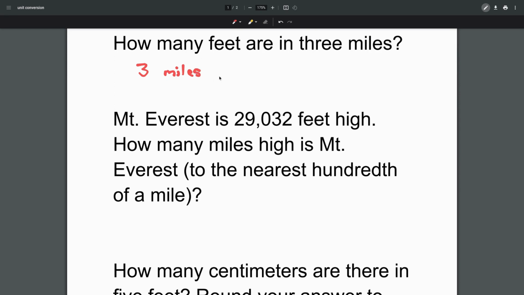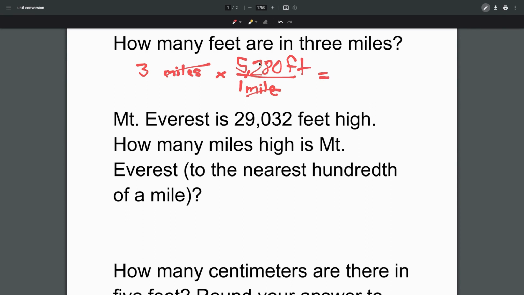So I'm going to multiply this times, well, there's 1 mile per, if you look it up, it's going to be 5,280 feet. So 5,280 feet in 1 mile. When we multiply across like this, the miles will cancel out, and we're going to have everything over 1. So we're just basically going to do 3 times 5,280.